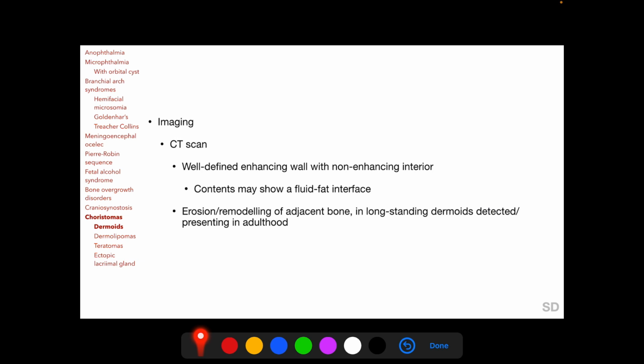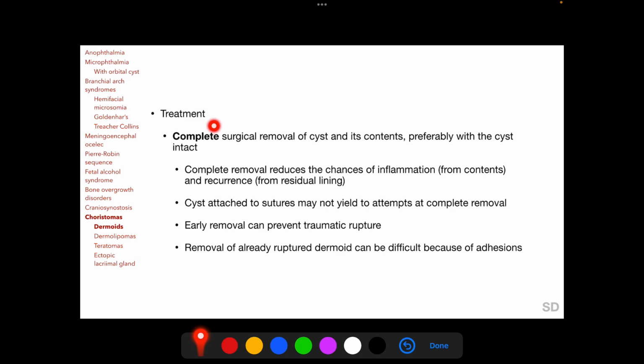On imaging with a CT scan, a dermoid cyst shows an enhancing wall with a non-enhancing interior, and the contents may show a fluid-fat interface. In very long-standing dermoids detected or presenting in adulthood, there can be erosion or remodeling of the adjacent bone. Treatment is complete surgical removal of the cyst as well as its contents, preferably keeping the cyst wall intact.